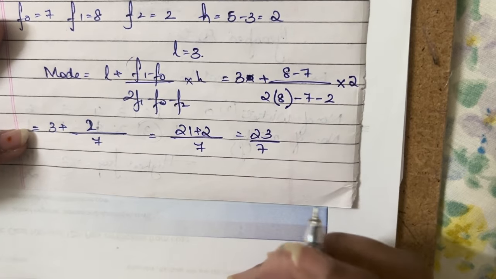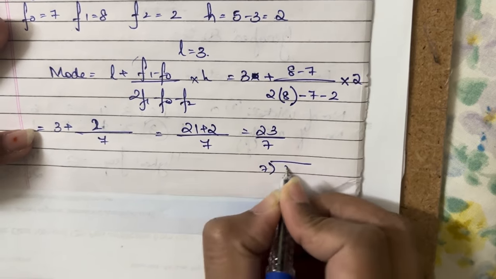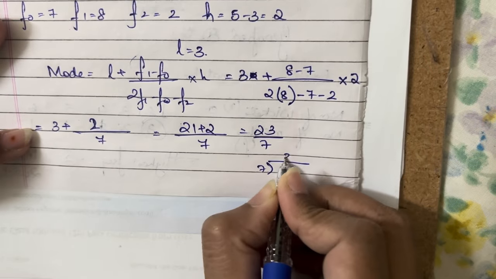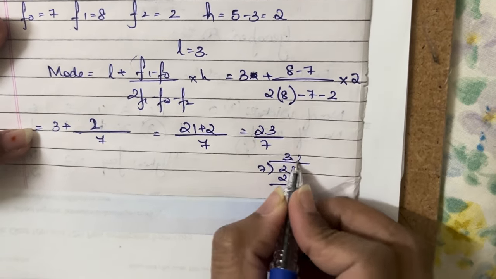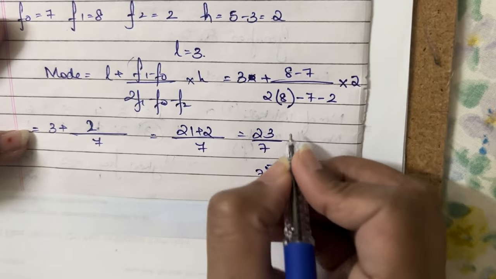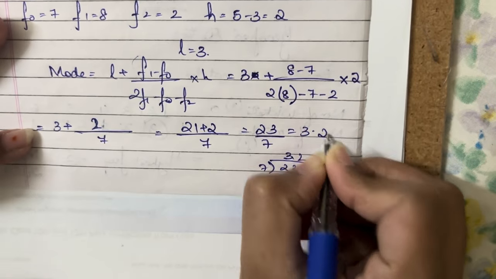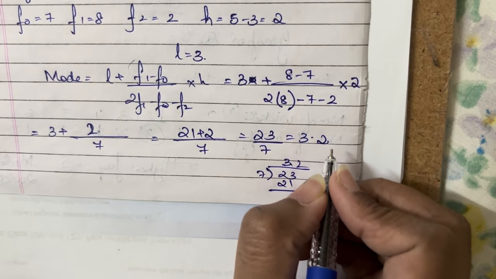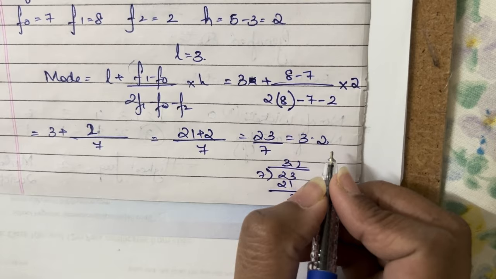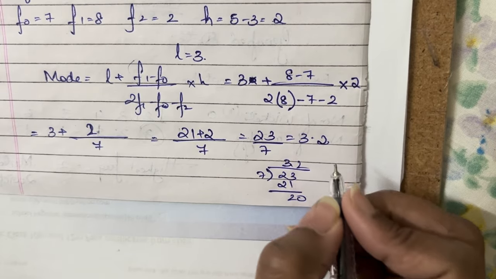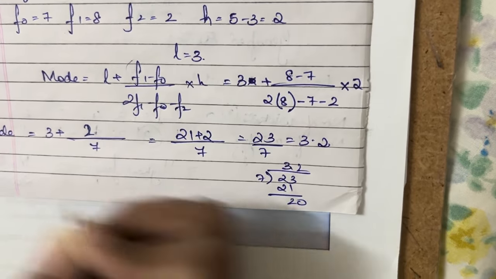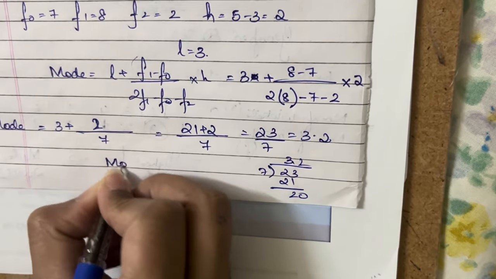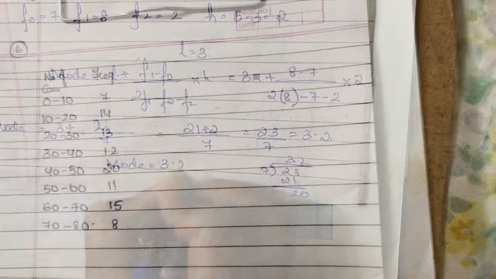So when we start doing the division, it becomes 23 divided by 7. 7 3s are 21 and 2, put a decimal and take a 0, 7 2s are 14. Okay, so it becomes 3.2 would be the mode of this. Okay, the mode of the data is 3.2. You can write it. Finish. Or you can write mode is equal to 3.2.